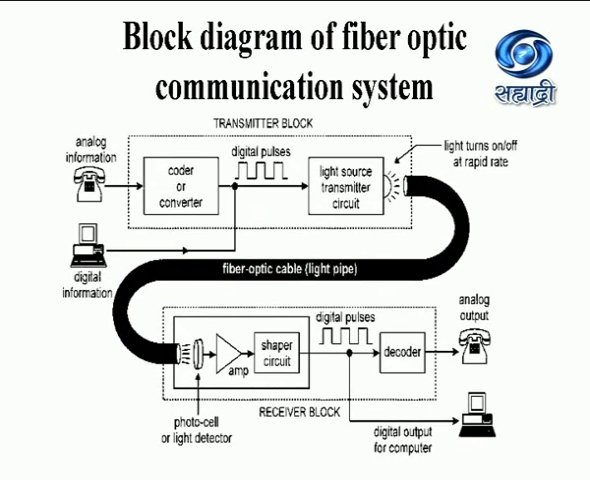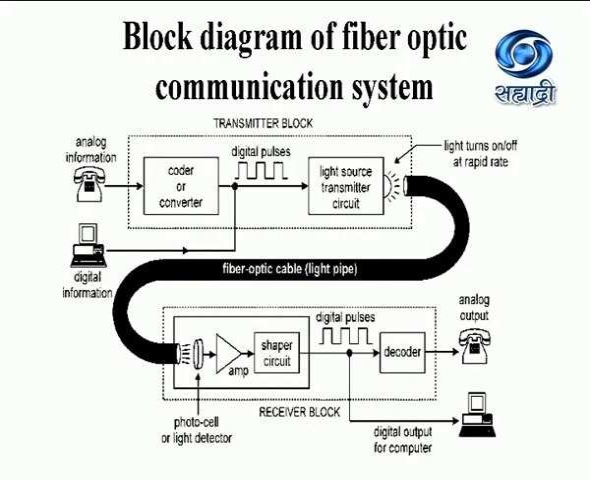If you observe this diagram, there are two sections, the transmitter section and the receiver section. In this transmitter section, we have a coder, that is a converter. That coder will convert the analog signal into a digital signal. That digital signal is connected to the light source, where an LED or a laser is used. So that light passes through the fiber optic cable. The fiber optic cable output is connected to the receiver section. In that, circuits are used.